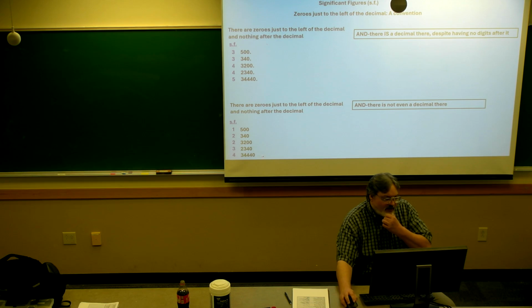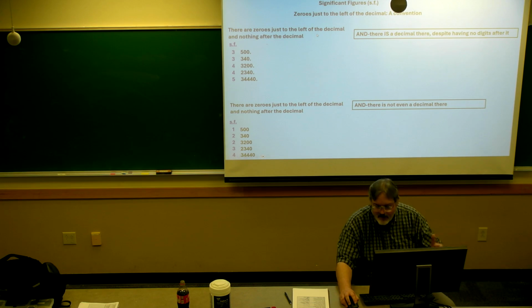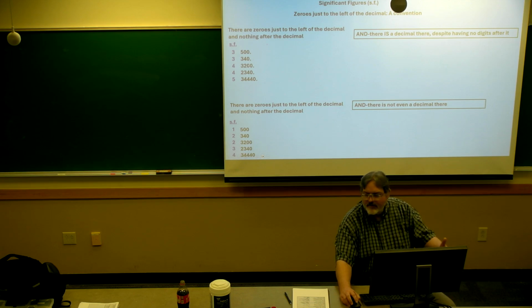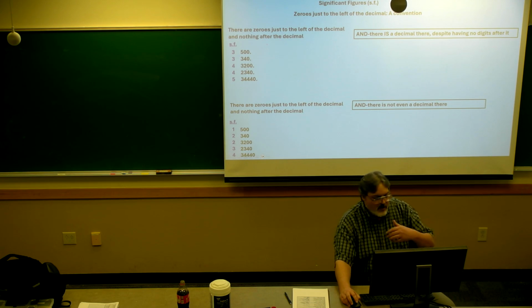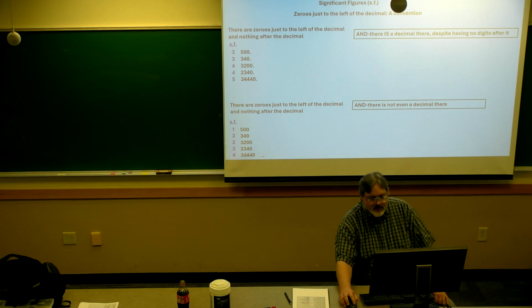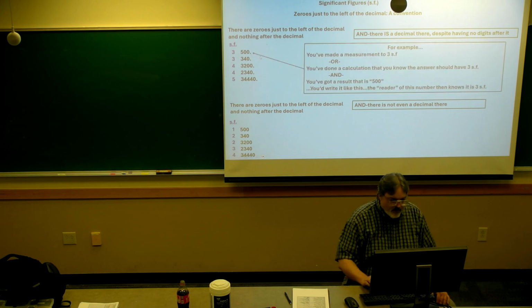Okay, so this statement right here and this statement right here are identical. They're saying zeros just to the left of the decimal and nothing after the decimal. The writer of this number didn't put anything after the decimal, so that's the end of the measurement. There's no significant figures out here that they've hidden from you. You come up and read these, you know there's nothing after the decimal because they didn't put anything after the decimal. But just to the left of the decimal, there's some zeros. So there is a decimal there despite having no digits after it. And the difference down here is, of course, the missing decimal. And there's not even a decimal there for these.